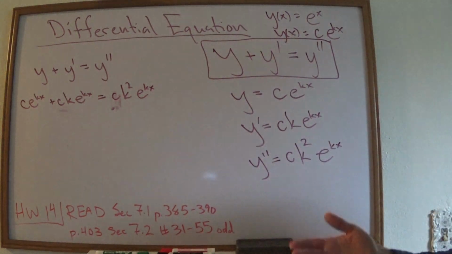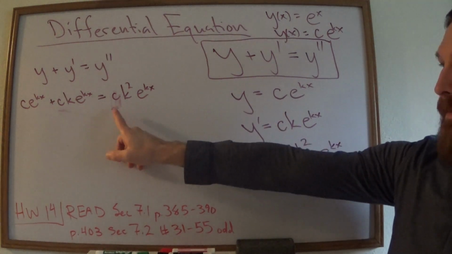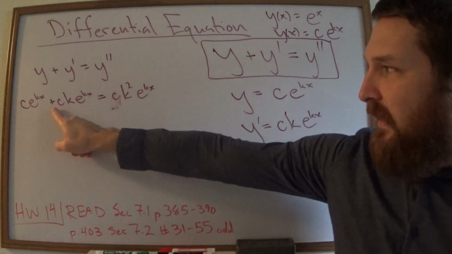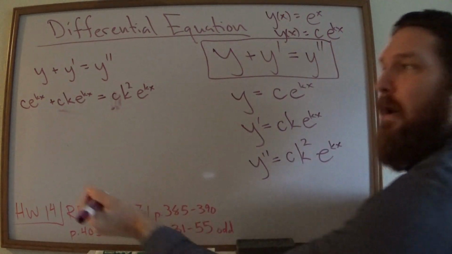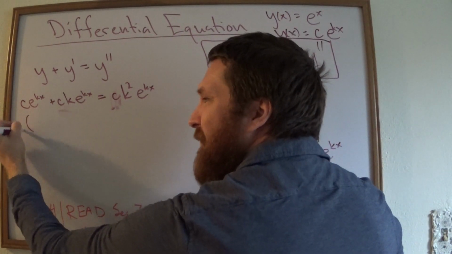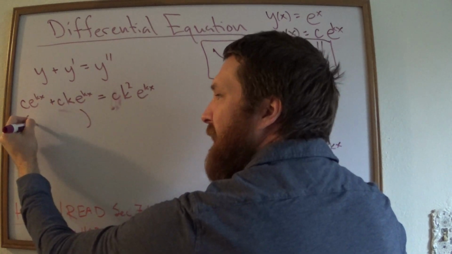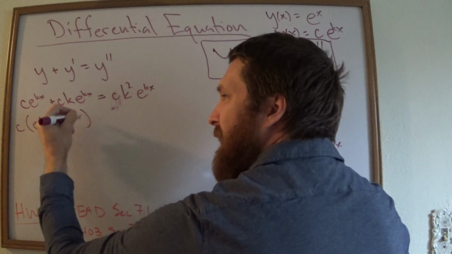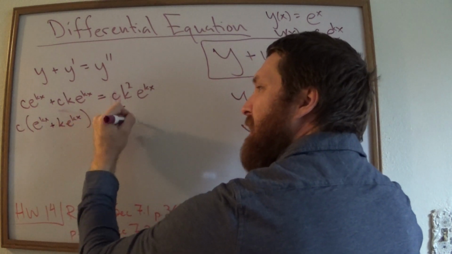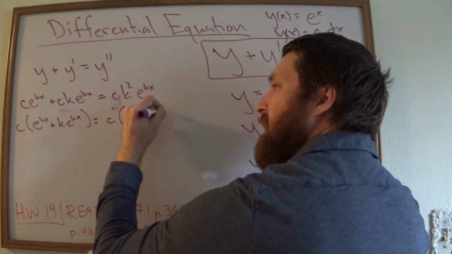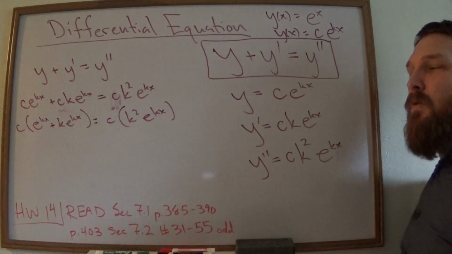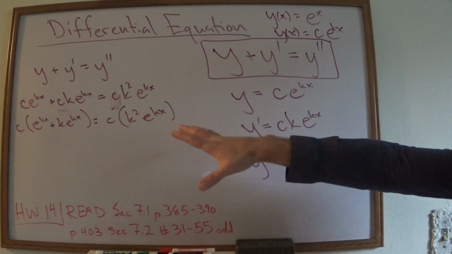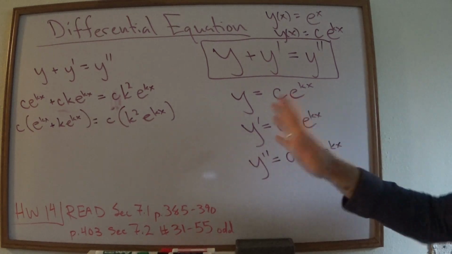And now, really, I guess c doesn't matter. That could have been a 5, and it won't matter because I could just pull it out, right? Let's pull out that c, and we have e to the kx plus k e to the kx equals c k squared e to the kx. So it doesn't matter what c I used. I could have used any c in the world, and this would still work, apparently.